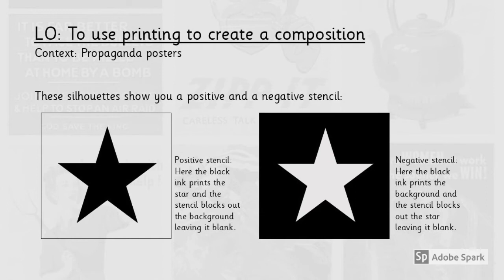On the right is a negative stencil. And here, the black ink prints the background and the stencil blocks out the star, leaving it blank. So the stencil of the star would be stuck on the page, and then the ink would run over it and just fill in the background.